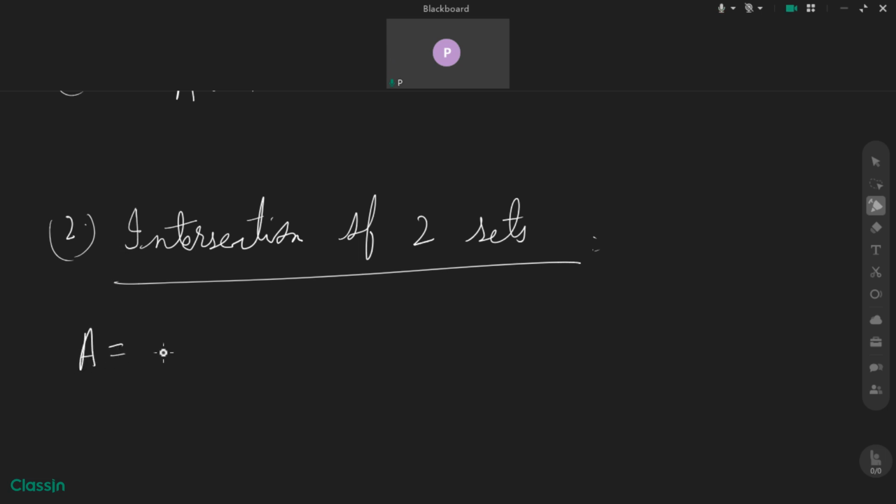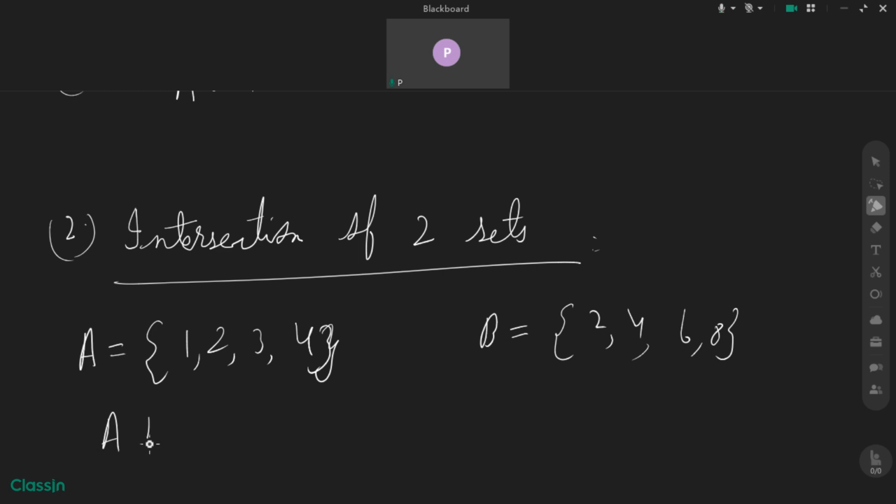Let us say set A. Let us say in set A I have elements 1, 2, 3, and 4. Let us say I have second set B. It has elements, let us say 2, 4, 6, 8. Then A intersection B will be a new set such that it contains those elements of A and B that are common in A and B. I can see 2 and 2, it is common. 4 and 4, it is common. So it will consist of 2, 4. So the intersection of two sets is a new set which consists of those elements of two sets that are common in those two sets.